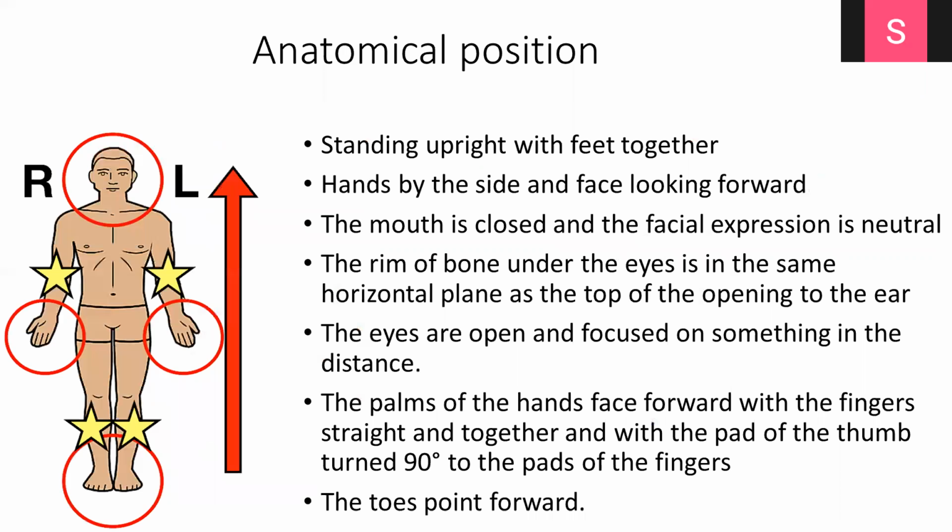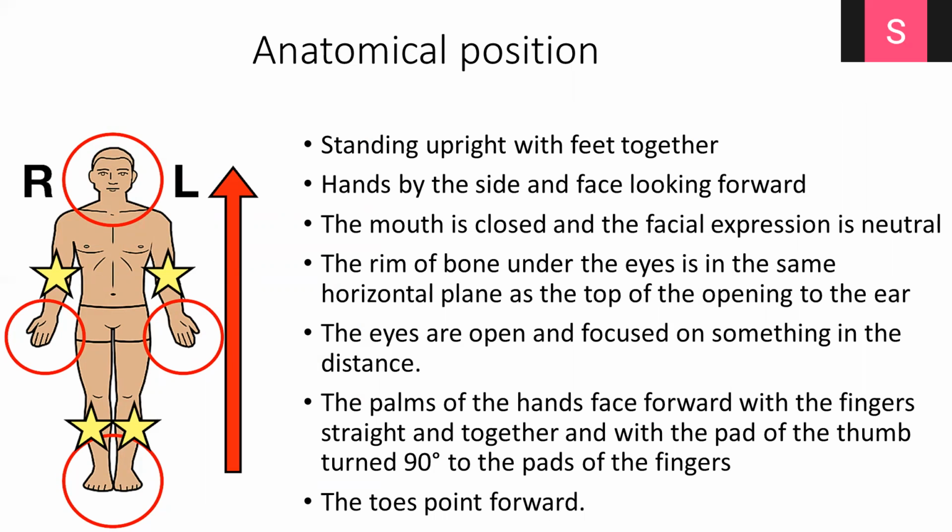Let's talk about important anatomical terms. Start from the anatomical position. Anatomical position or standard anatomical position refers to the specific body orientation used when describing an individual's anatomy. The body is in the anatomical position when standing upright with feet together, hands by side, and face looking forward. The mouth is closed and the facial expression is natural.